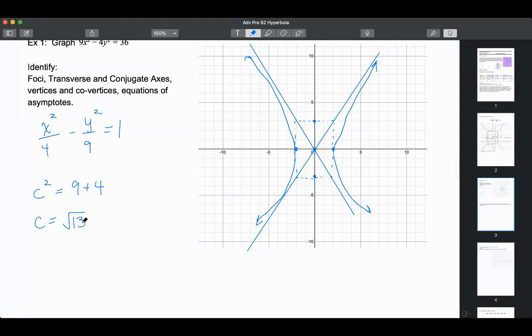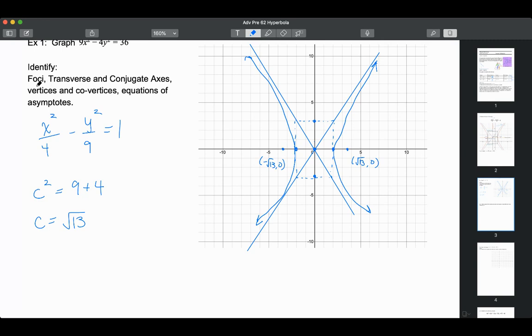I know that root 13 is a number that is between, let's think about this. So my nearest perfect squares are 9 and 16, and this is about halfway in between. So it's going to be somewhere between 3 and 4. So maybe about here is one of my foci, and then same on the opposite direction, about here, and I could label that as root 13, comma 0, negative root 13, comma 0. So those are my foci.